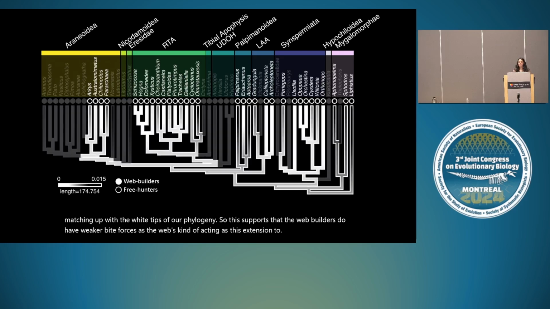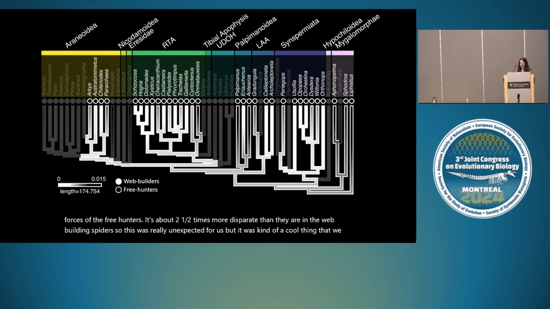However, when we look at the free hunting spiders, we didn't see overall that the free hunting spiders had stronger bite forces. In fact, we see quite a bit of disparity in bite forces of the free hunters. It's about 2.5 times more disparate than they are in the web-building spiders. So this was really unexpected for us, but it was a cool thing that we found.